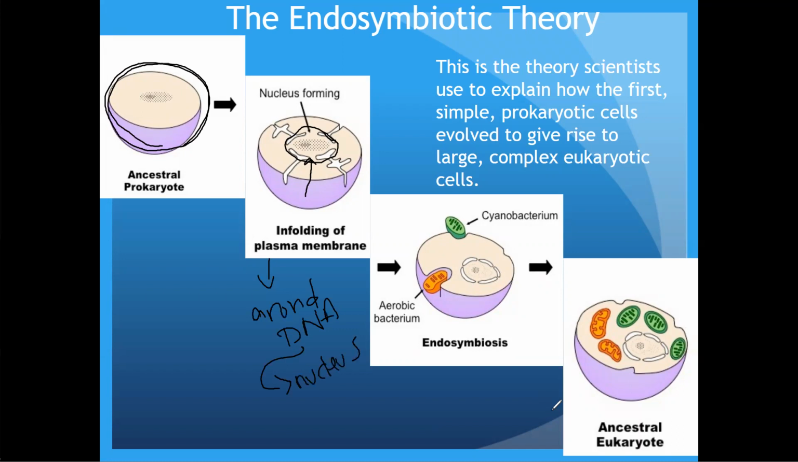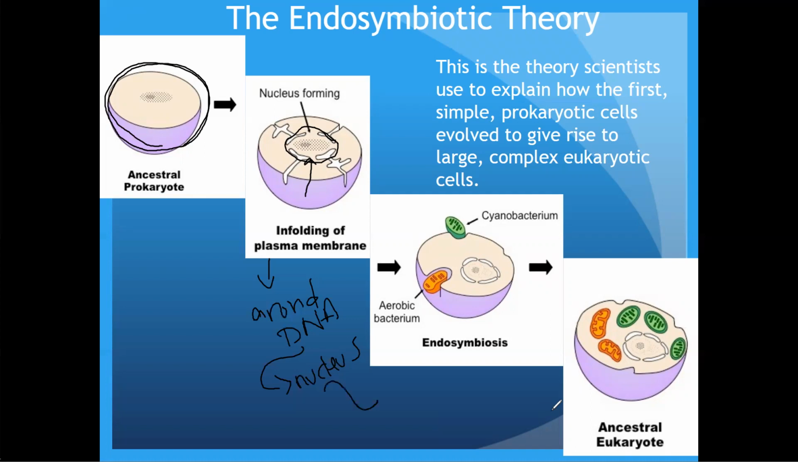So scientists theorize that over time, the plasma membrane that the prokaryotic cell had kind of folded into itself, like, hold up, I need to fold into itself. And the DNA happened to get caught into it. So now the DNA was enclosed in a nucleus because that plasma membrane kind of formed that nucleus inside the cell.